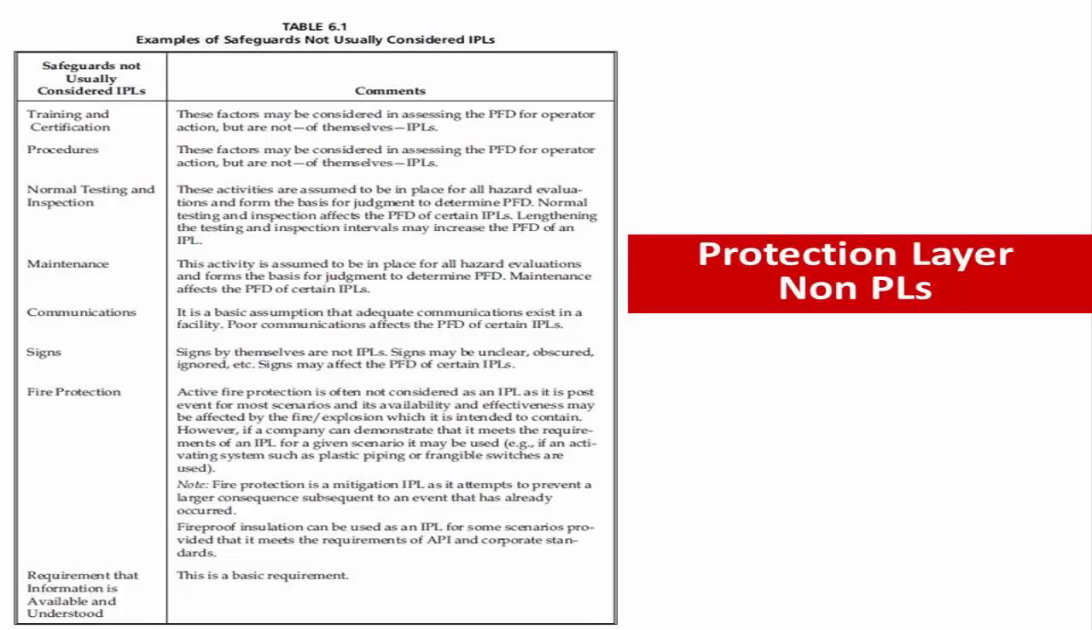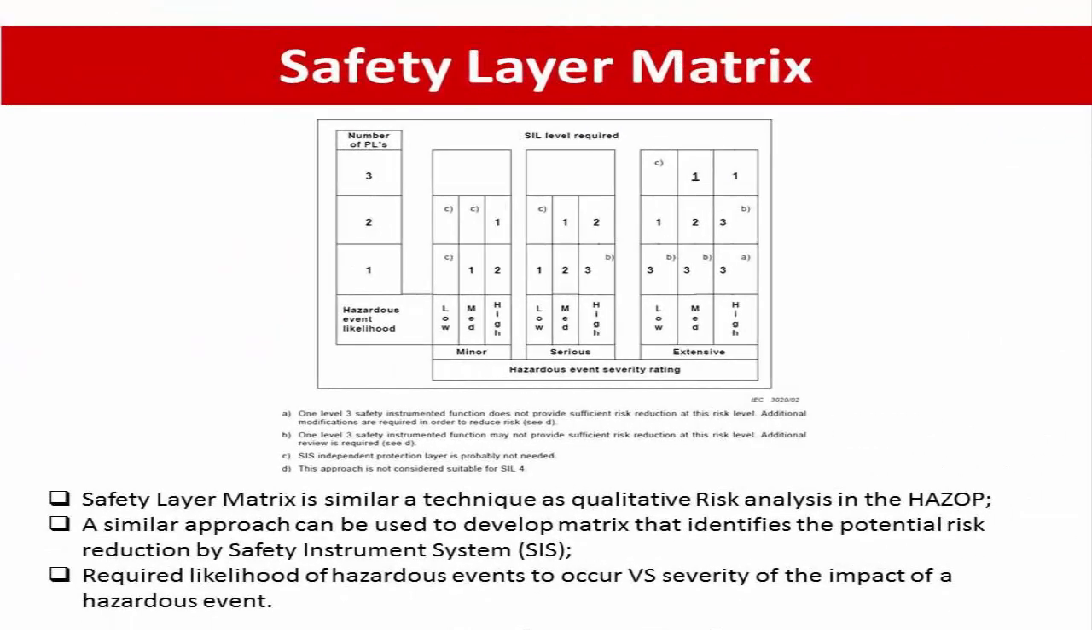Next, what is the relation between hazard identification and SIL classification? The main input to SIL classification is the hazard analysis, which is used to identify the hazard, potential process deviations and their causes, available engineering systems, initiating events, and potential hazardous events that may occur. This can be accomplished using a hazard study. And then, what is the safety layer metric? Safety layer metric is a technique similar to the qualitative risk analysis in hazard studies.